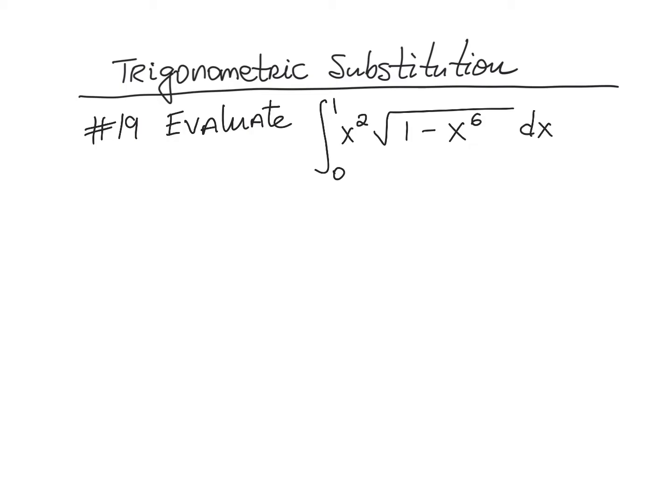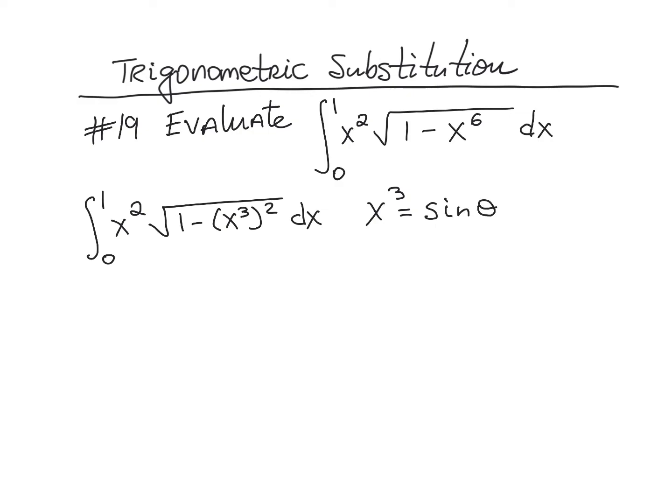The first step is to rewrite this integral in a slightly different way and set it up for trigonometric substitution. So the integral will be x squared, and then inside the square root, instead of writing x to the 6, we'll write x cubed squared. X cubed squared is x to the 6. Then our trigonometric substitution will be x cubed equals sine of theta.